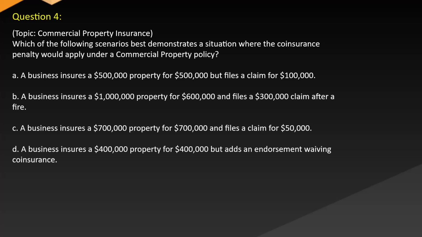B. A business insures a $1 million property for $600,000 and files a $300,000 claim after a fire. C. A business insures a $700,000 property for $700,000 and files a claim for $50,000. D. A business insures a $400,000 property for $400,000 but adds an endorsement waiving coinsurance.